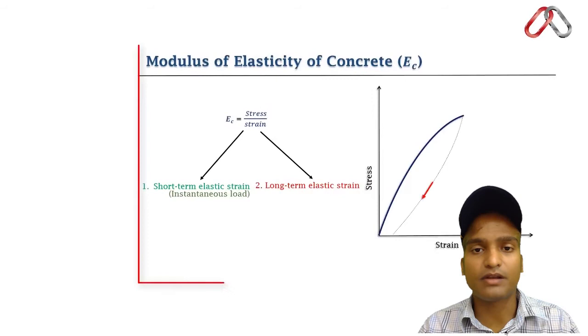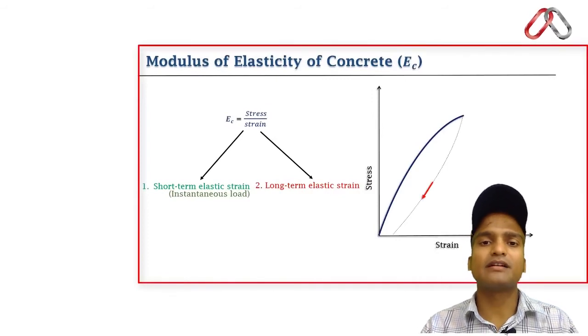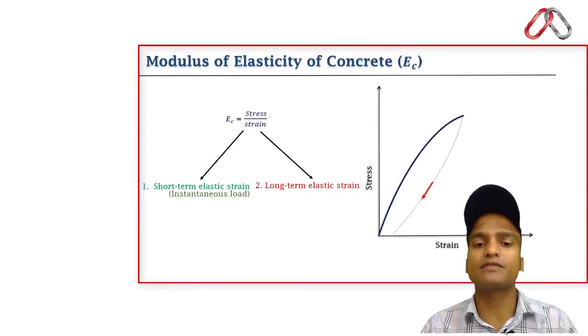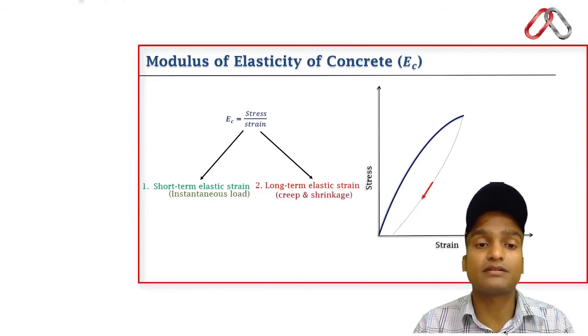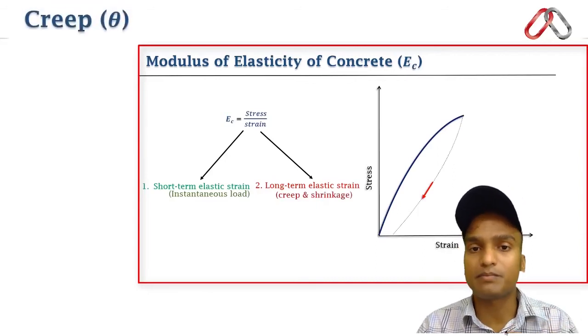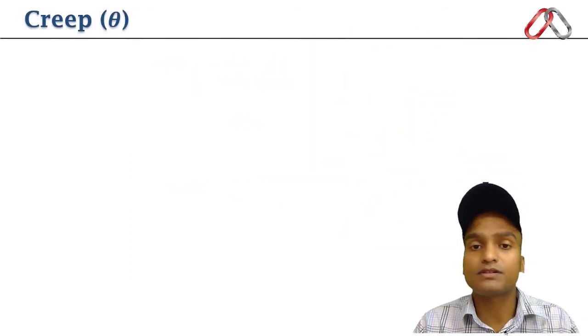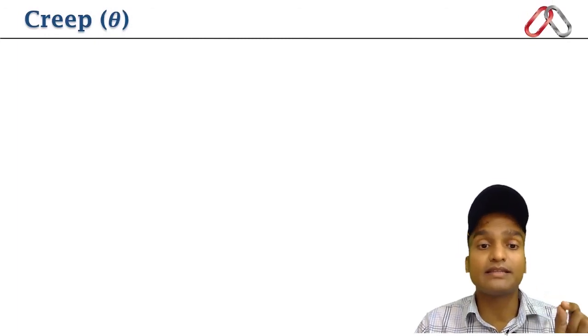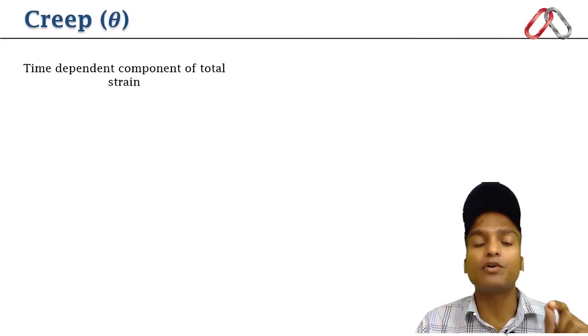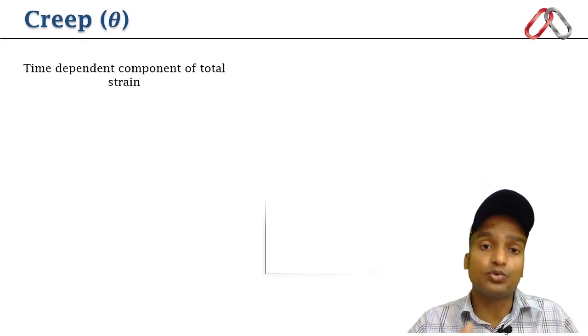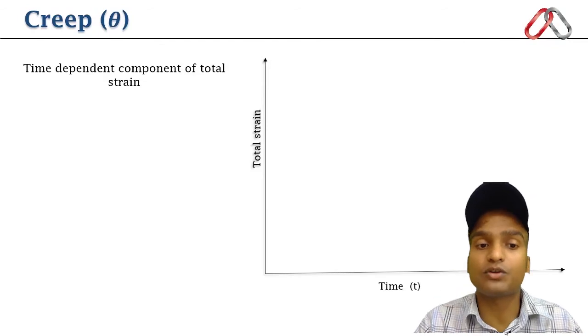So just now we have been discussing the modulus of elasticity of concrete, and we have discussed the short term modulus of elasticity, and then comes the long term modulus of elasticity, which depends on creep and shrinkage. So let us first of all understand the creep. Creep is represented by theta, and creep is defined as the strain which is time dependent component of total strain. देखिए, जो total strain होगी उसके 2 पार्ट होंगे.